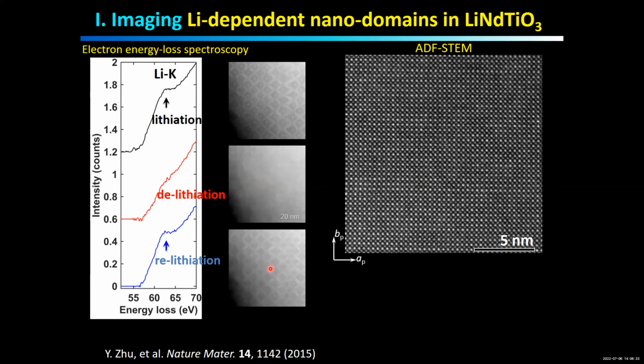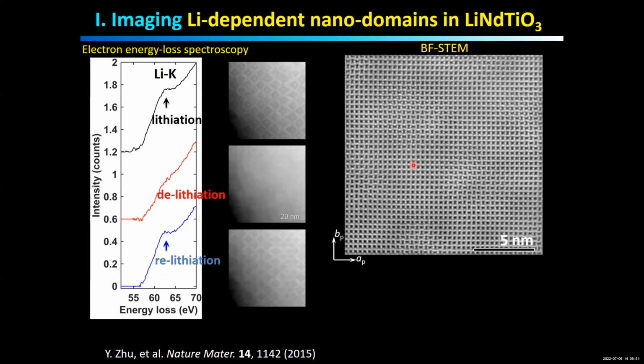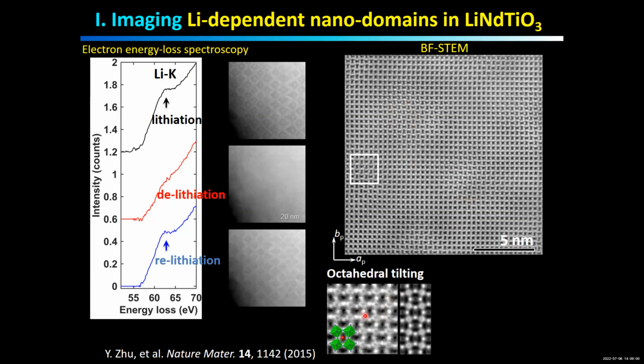To understand the nature of these nanodomains, we performed high resolution STEM imaging. Normally people will just look at the ADF STEM image for the heavy elements, but here this image only shows the regular perovskite lattice without the nanodomain contrast. Only when we look at the bright field STEM image can we see the interesting lattice distortion. This is a magnified image from this squared region.